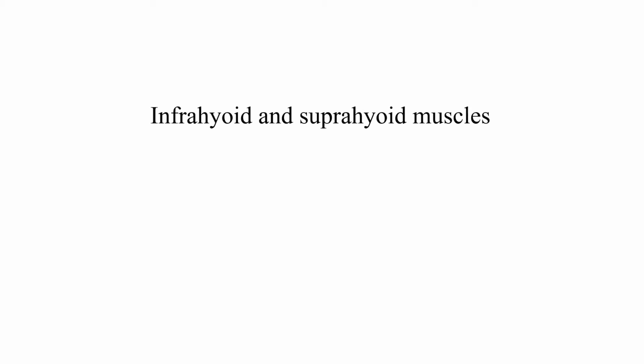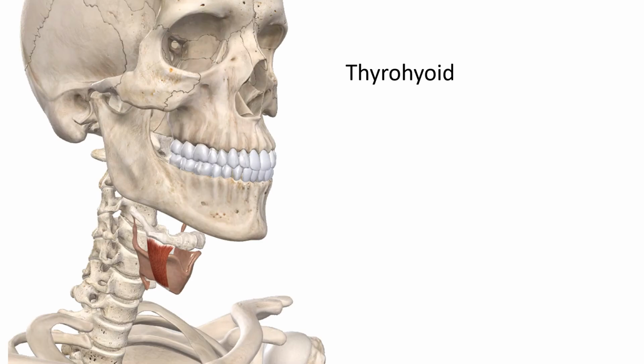The next thing that we're going to cover are the infrahyoid and the suprahyoid muscles. So if you'll recall that the hyoid bone was that standalone bone that reinforces and supports the larynx. And so the infrahyoid and suprahyoid muscles are either going to have their origin or their insertion with the hyoid.